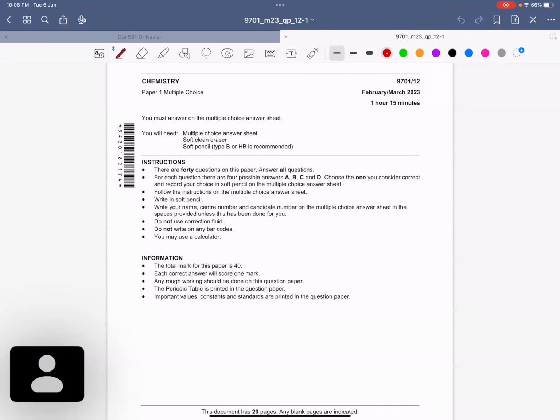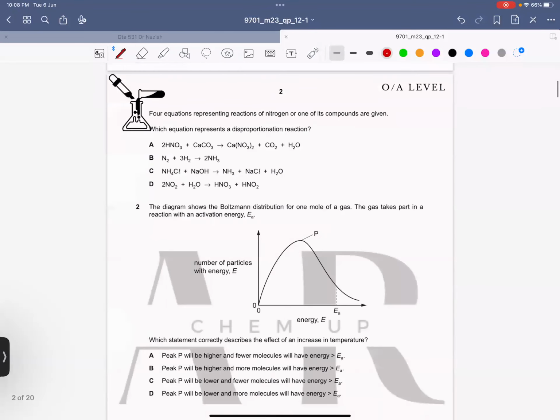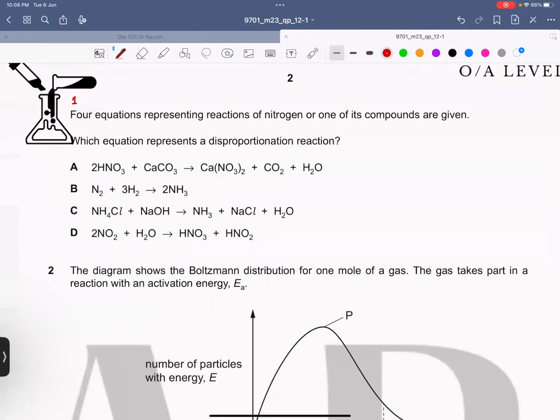So we are going to start February, March 2023, paper 1-2. Let's start with question number 1 only. Four equations representing reactions of nitrogen or one of its compounds are given. Okay, so there are 4 equations, either of nitrogen or its compound. Which equation represents a disproportionation reaction?